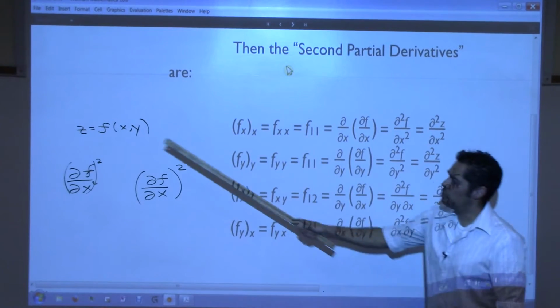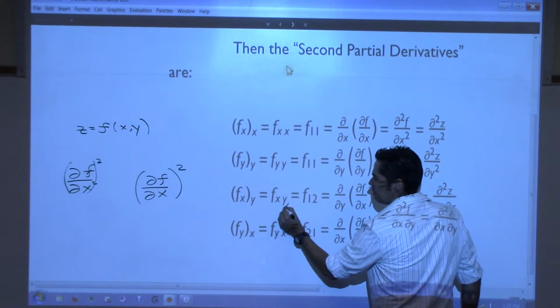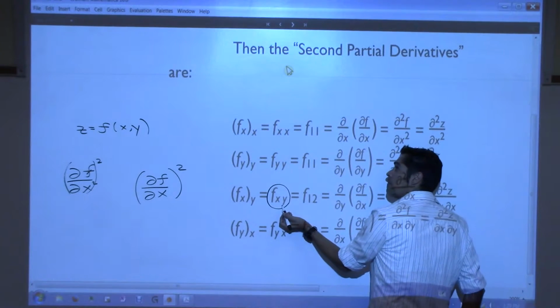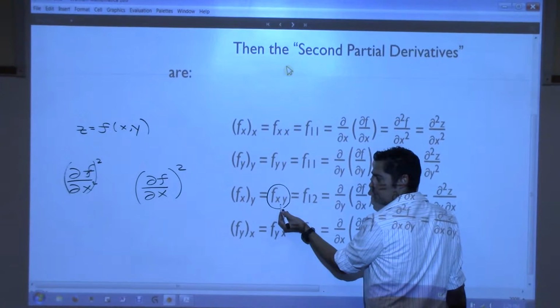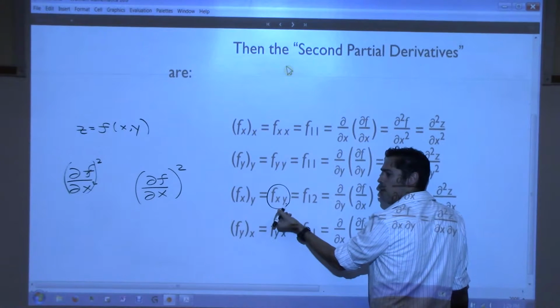If you have a function of two variables, there's four different second partials possible. But pay attention to some notation here, because I personally think this notation is a little tricky. If you do this right here, what variable do you take the derivative with respect to first? X, right? So you read it from left to right. You do it with respect to x, then y, right?